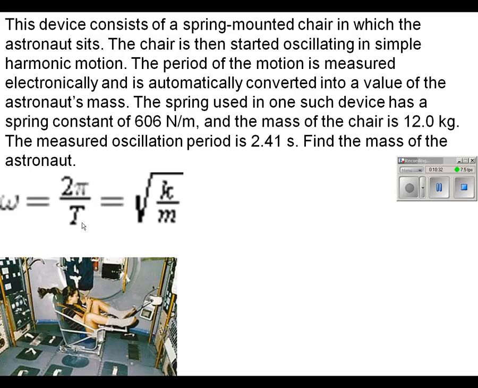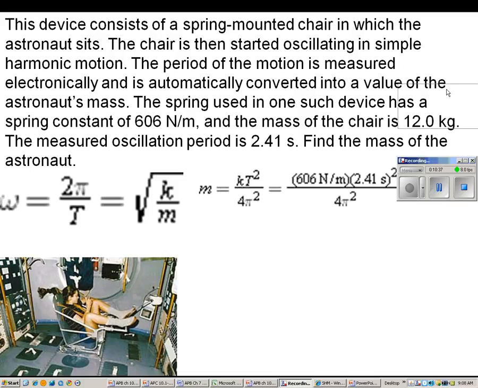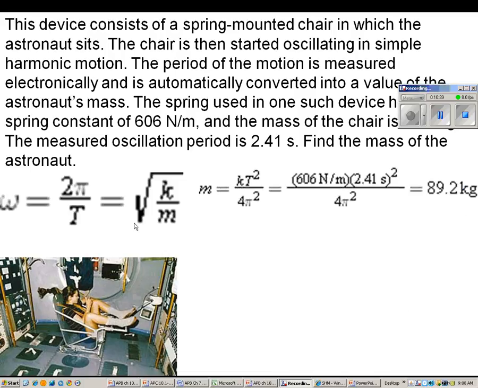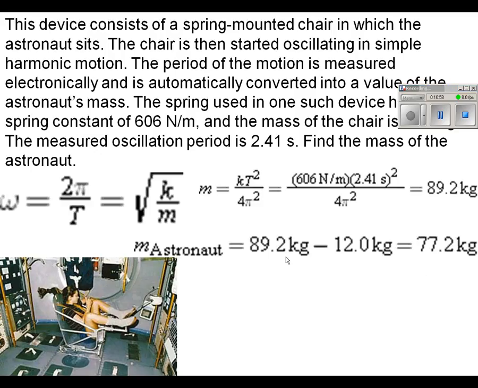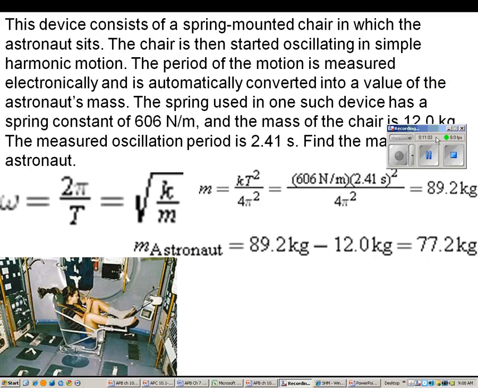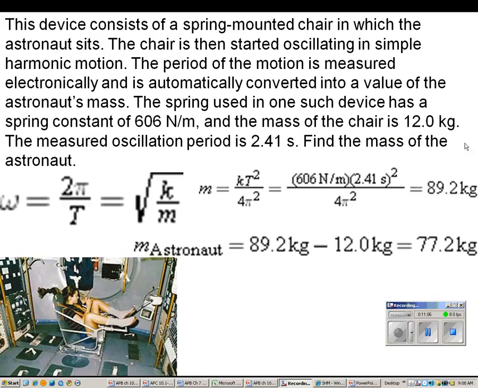So we're going to use omega equals 2 pi over T, which also equals the square root of k over m. Plug in our values here and rearrange this. Actually, the best thing to do is square both sides, because then you have 2 pi squared, which is really 4 pi squared, all over T squared, which equals k over m. Plug in your values and you'll end up with m equaling 89.2 kilograms. For the mass of the astronaut, though, you have to subtract the 12 kilograms of the chair. So the astronaut is 77.2 kilograms.